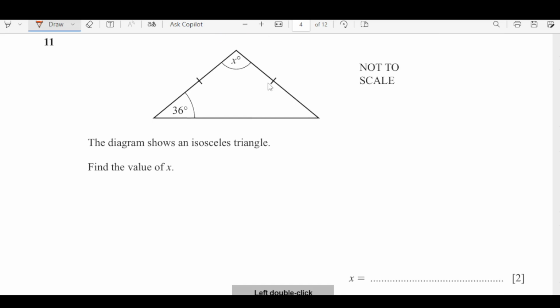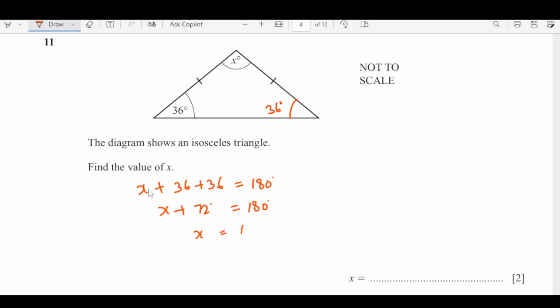Now number 11. The diagram shows an isosceles triangle. Find the value of x. In an isosceles triangle, we have 2 equal sides, and the angles opposite the equal sides are also equal. So if this is 36, this is also going to be 36. Now the sum of the angles of the triangle is x plus 36 plus 36, and this is 180, right? So x plus 72 is equal to 180, so x is equal to 180 minus 72, which is 108.